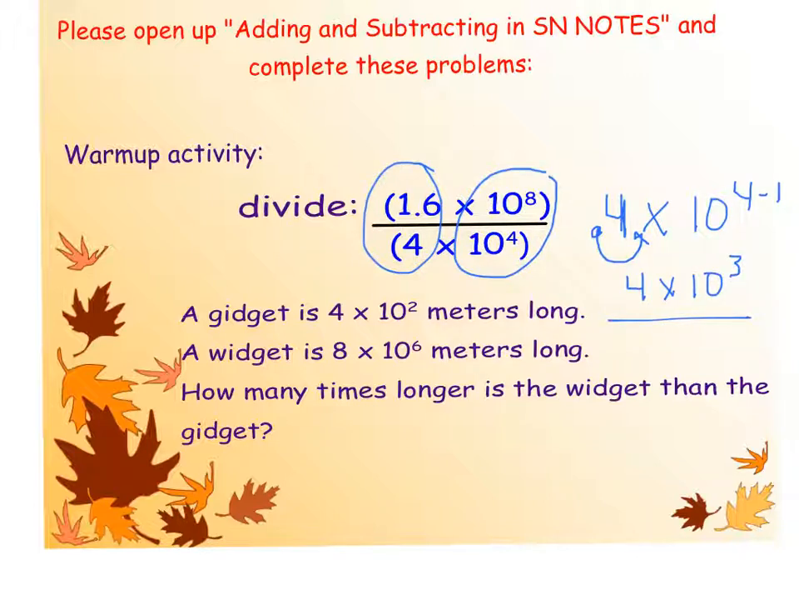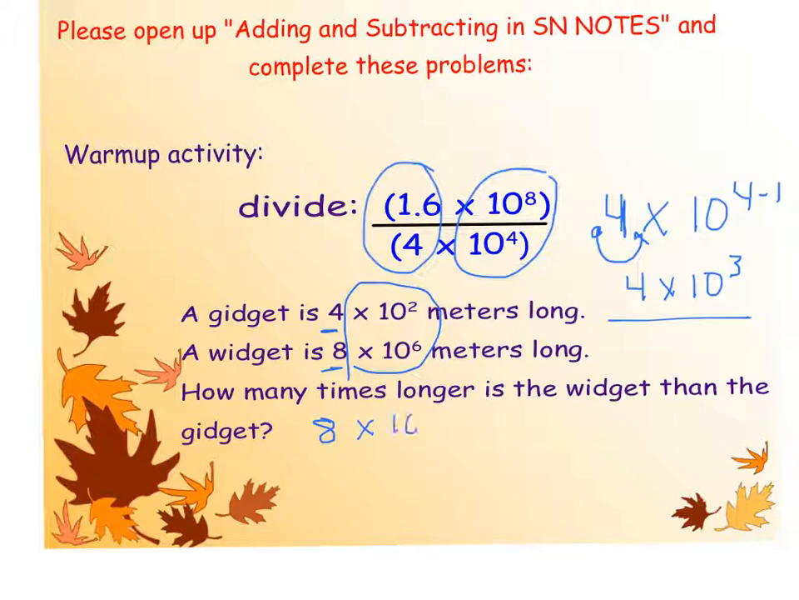All right, word problems. Remember, when you're trying to figure out what to do, use easy numbers. So just ignore, for right now, the scientific part of it, and just look at 8 and 4. How many times longer is 8 than 4? It's 2 times longer, and we got that by doing 8 divided by 4. So that's what we're going to do with the scientific notation.